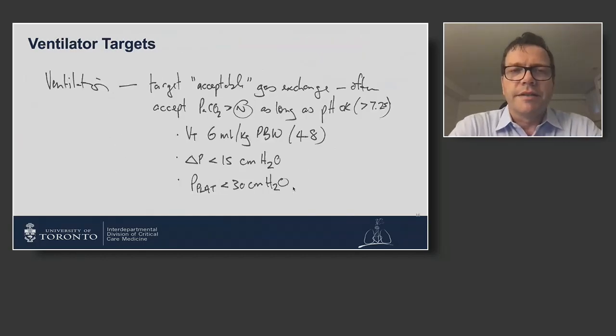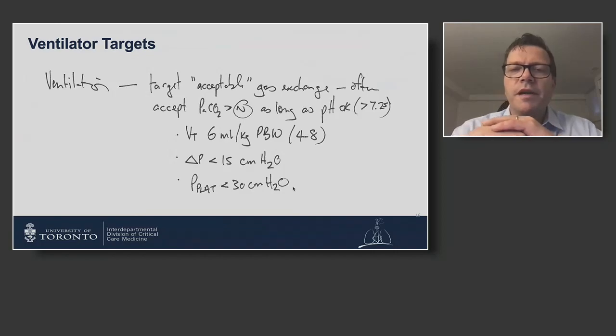Ventilator targets. In general, and Ewan's going to talk more about this in a second, we're far away from the time where we used to say a target was a normal blood gas. Now our target is acceptable gas exchange, and we frequently accept CO2 levels that are above normal, as long as the pH is okay. We generally start with targets of tidal volumes of 6 mLs per kilogram of predicted body weight, which means you have to measure their height.